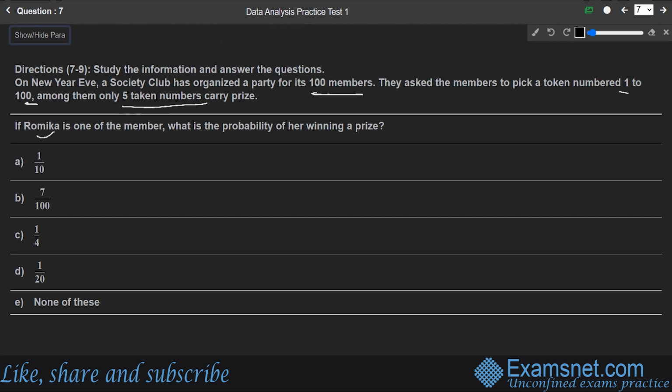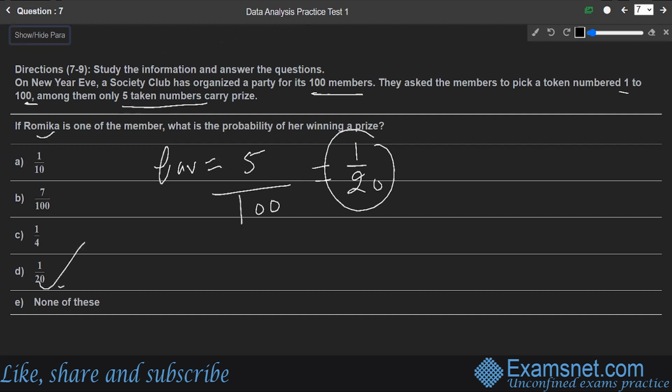So if Romika has to win, she has to select that particular number which has a prize in it. So how many prize numbers are there? There are 5 such numbers which have a prize, so the favorable cases are obviously 5, so that she could win. And what is the total number of cases? The total number of cases is obviously 100. So the probability becomes simply 5 by 100, which is nothing but 1 by 20 of her winning the prize, and it is available in option D.